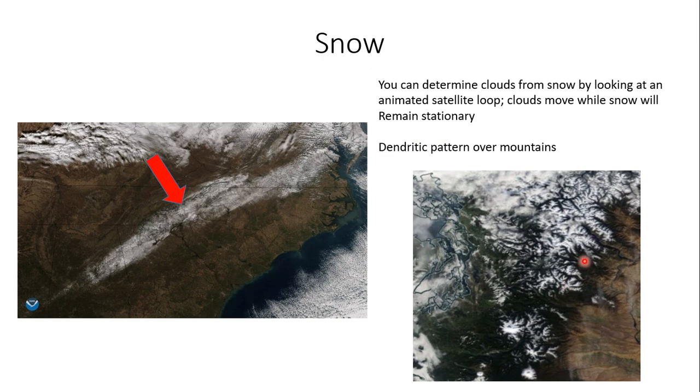Additionally, when we look at mountainous areas and we use visible imagery, we can pick up this dendritic pattern with mountains, snow-covered mountains. And so you notice how these patterns are very dendritic in nature. If I saw this on a weather satellite imagery, I would know that that's mountainous terrain, and this is snow-covered mountains. So just wanted to show that as well.